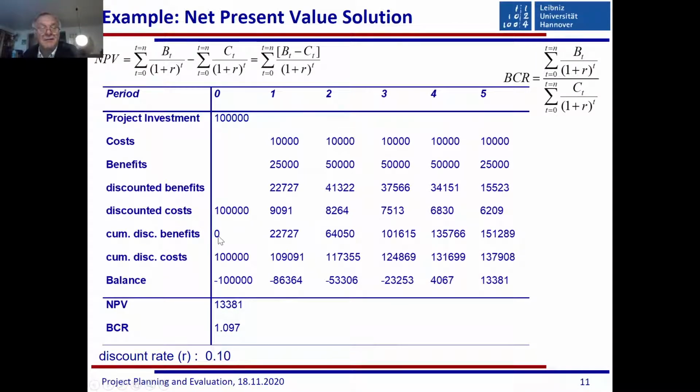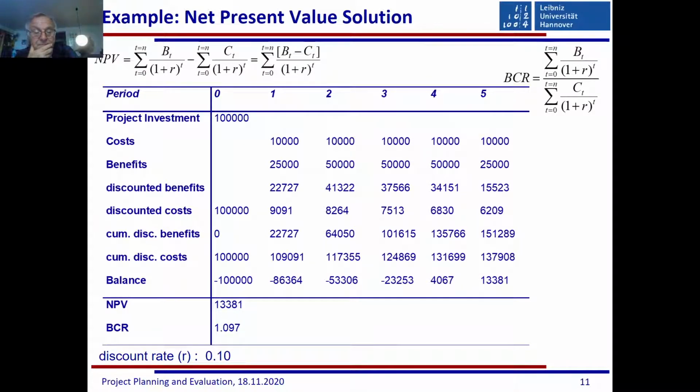Then next door you have what we call the cumulative discounted benefits. In the cumulative discounted benefits, we add them up year by year. So we add year 0, which is 0, of course, there are no benefits, to year 1, which is this amount, and then we add this amount again, and then we get 64. So it's cumulative, yeah? So we end up with a cumulative benefit of 151,289 in year 5.